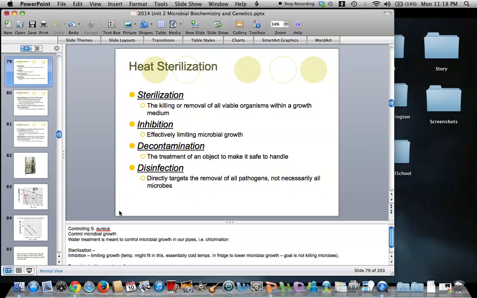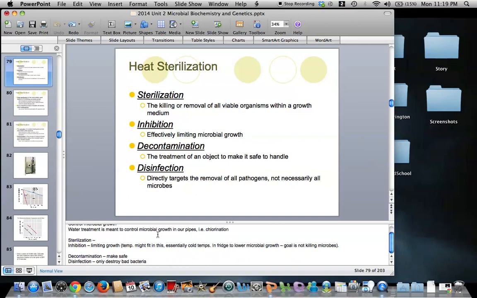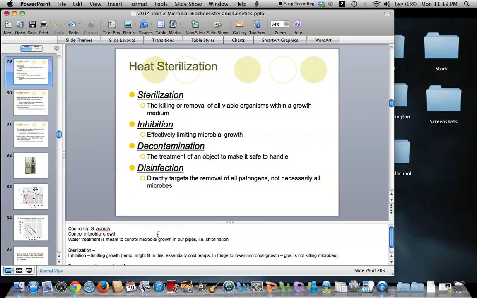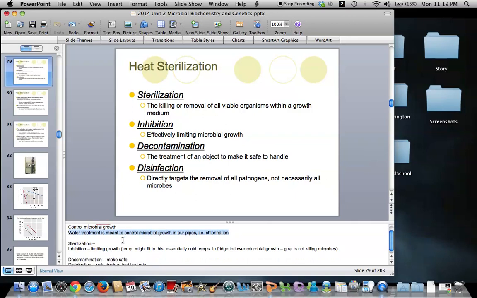This is sterilization. Heat sterilization is one kind. There are a couple of different kinds. Sterilization kills all viable organisms. Inhibition limits microbial growth. Decontamination makes something safe to handle, and disinfection removes all the pathogens, but not necessarily all microbes. So, in a sort of strange descending order of importance. So, for controlling microbes, we use sterilization procedures. Water treatment is a form of chemical sterilization.